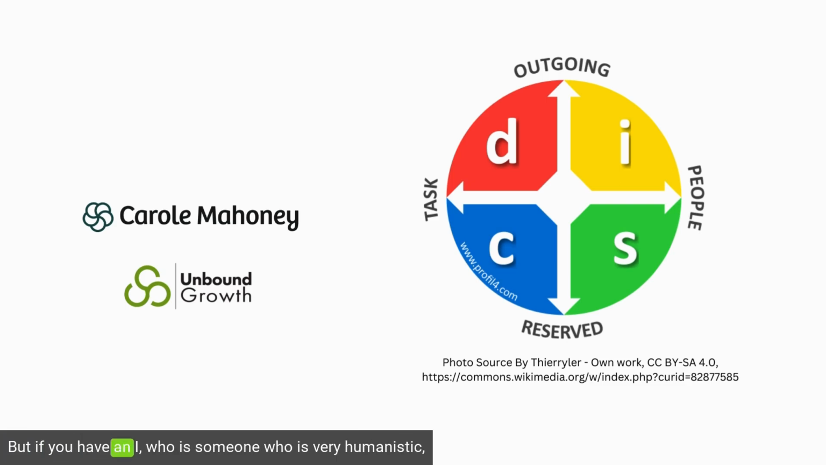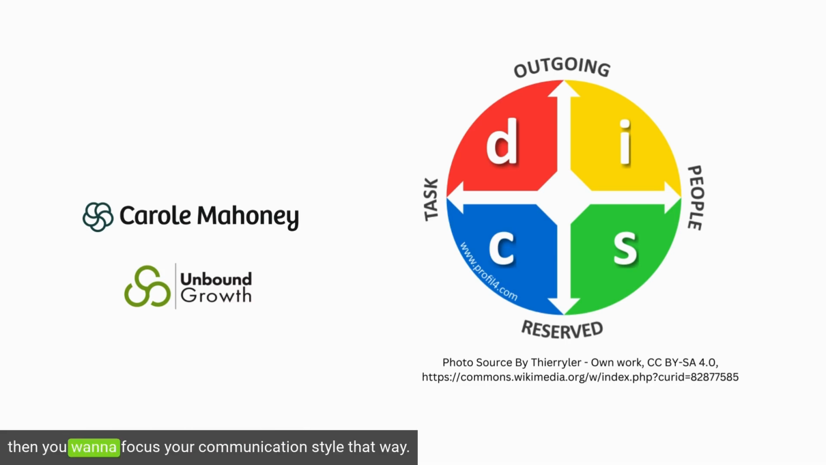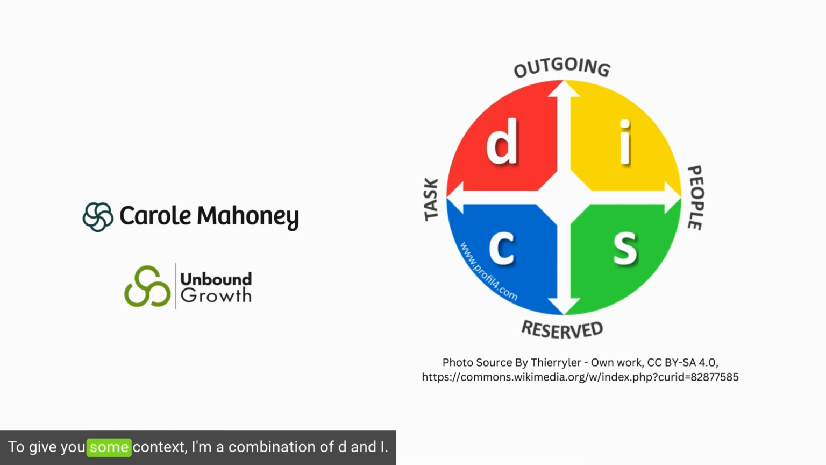But if you have an I, who is someone who is very humanistic, very much about the influence and the impact that this has on people in their organization, then you want to focus your communication style that way. People who are I's are also typically someone who you might see as an ambassador or an evangelist, or someone who's a performer or public speaker or trainer or something like that. To give you some context, I'm a combination of D and I.